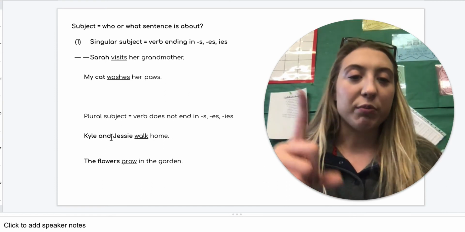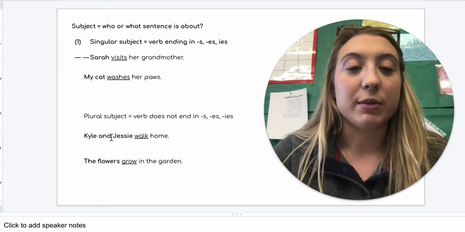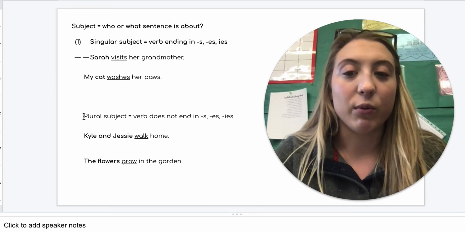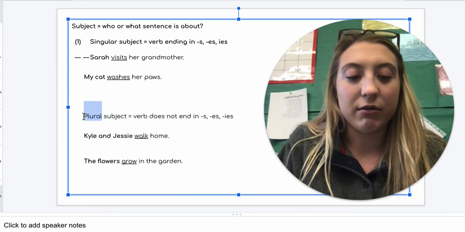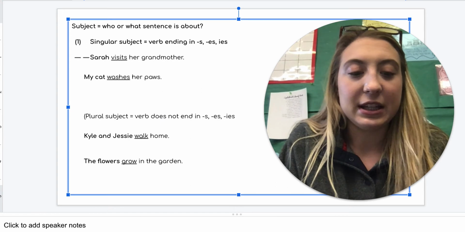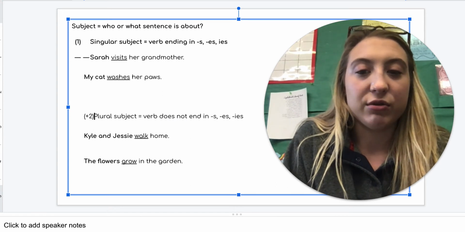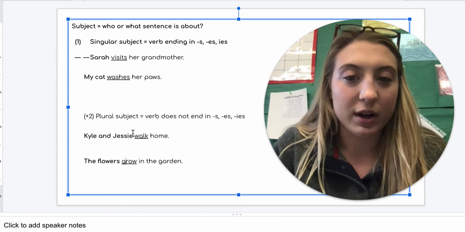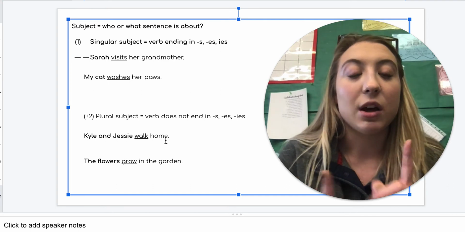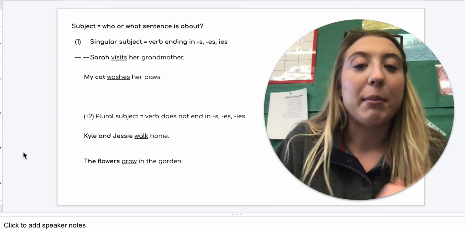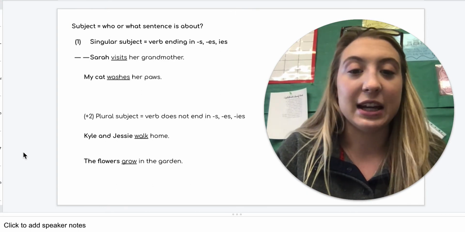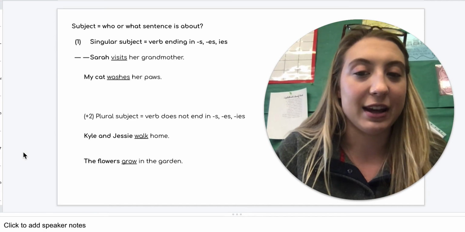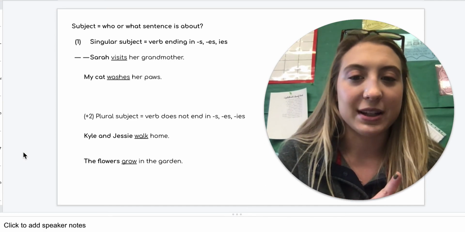So now let's go with the plural subject. A plural subject means we're talking about more than one. So I'm going to add right here, parentheses, and I'm going to say +2. So it means more than one. So now if my subject is more than one, my verb does not end in S, ES, or IES. So let's go through some examples.